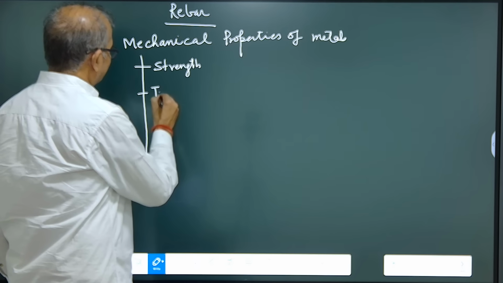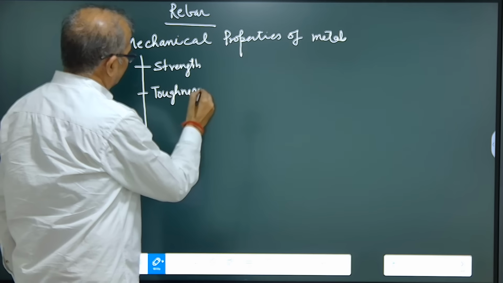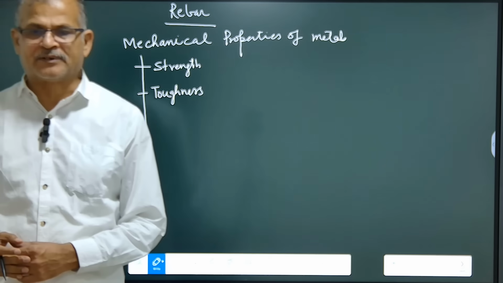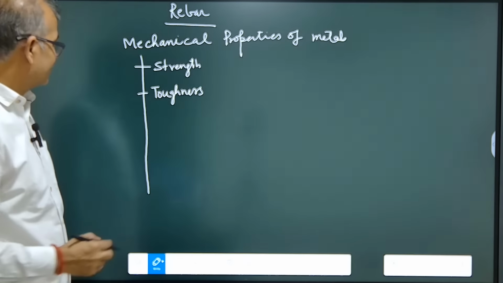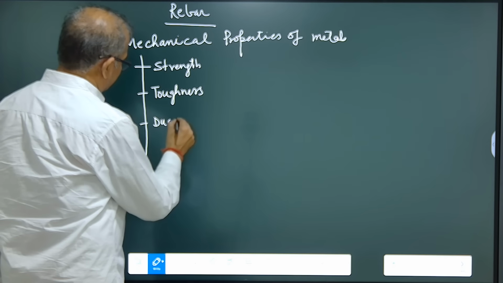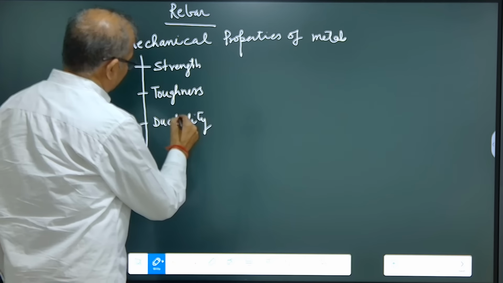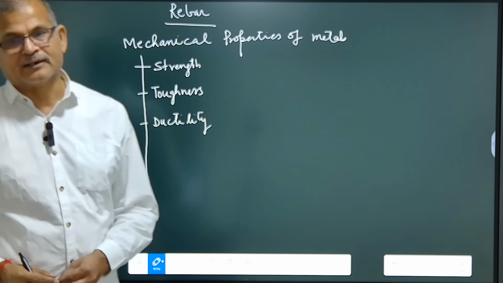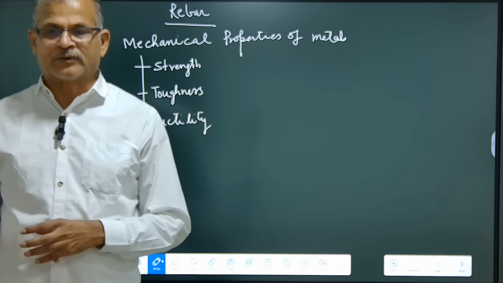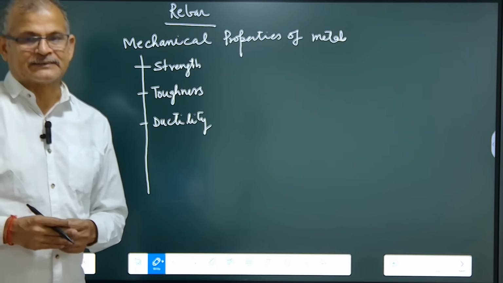Toughness. This is the property of metal, how much energy it will absorb before it fails. Ductility is the property of a material, how much deformation it can undergo before it fails. Like copper, we can draw a very long string of it.